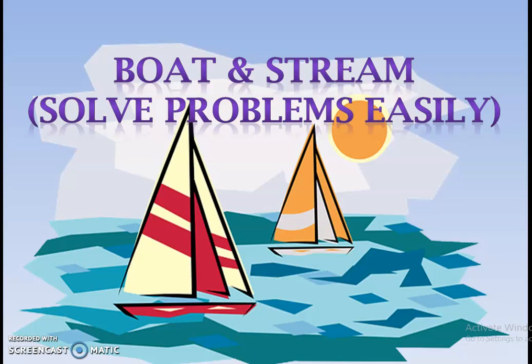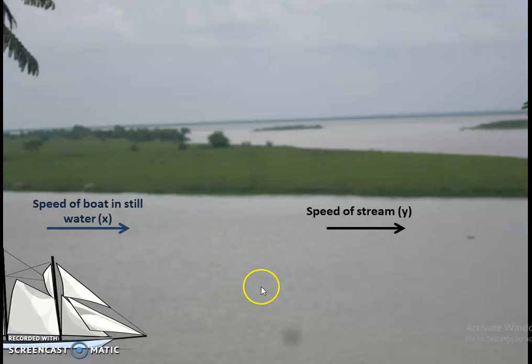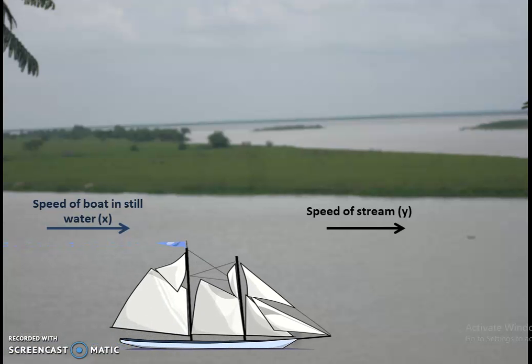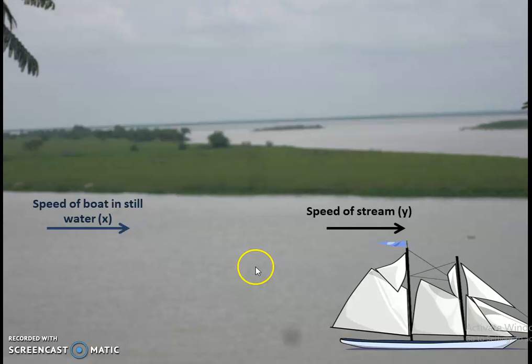In this session, we are going to solve problems based on boat and stream. So let's get started. Here in this scenario, we have a stream that is flowing from left to right, and we have a boat that is also going from left to right. So both have the same direction, stream and boat.